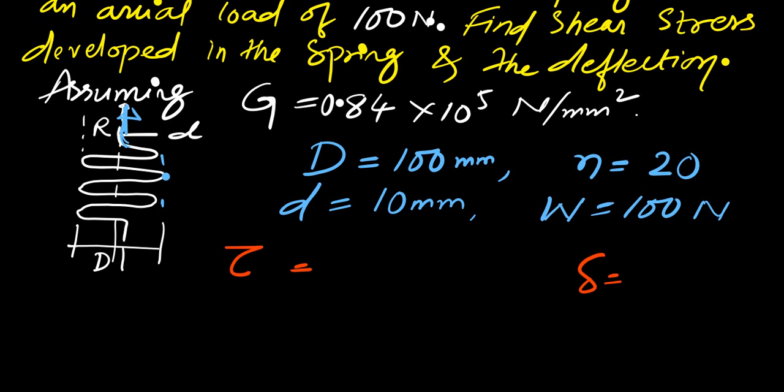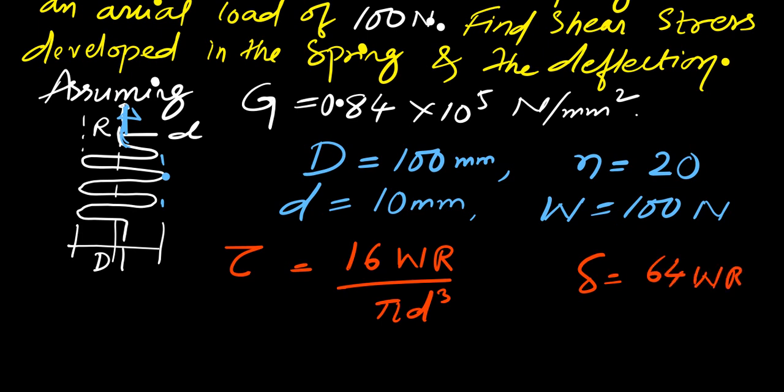As you know, the shear stress formula will be 16 W R by pi d cube, a formula for the spring under tensile load. The deflection formula is 64 W R cube n by G d to the power of 4. This is the formula to calculate the deflection.